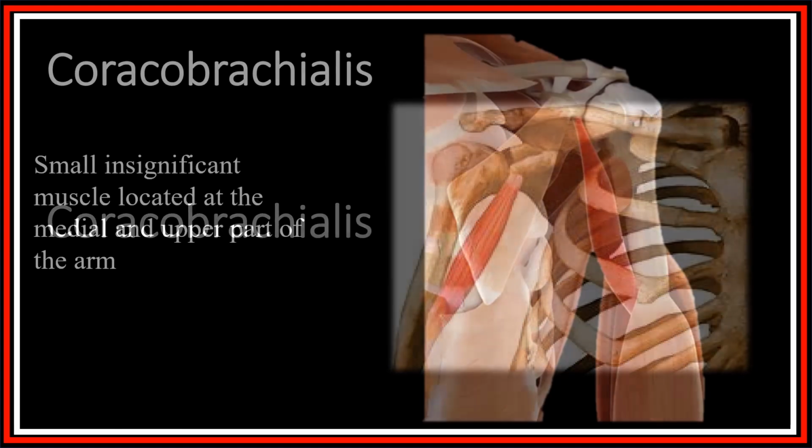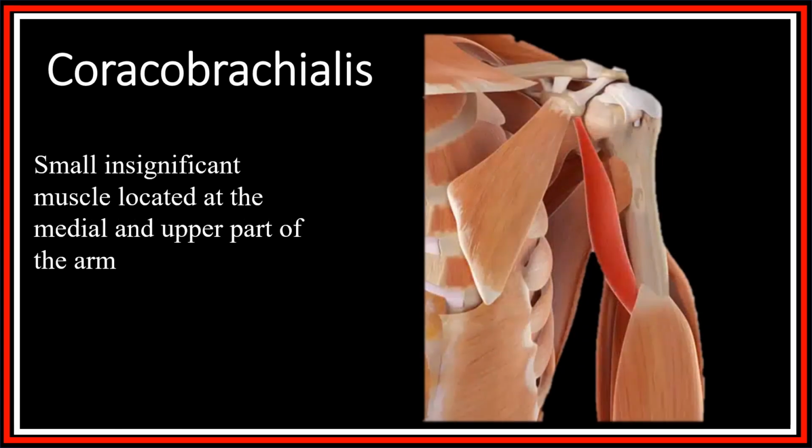We'll be going to the next muscle in our discussion in this arm, and that is the coracobrachialis. Now, the coracobrachialis is a small, insignificant muscle, usually less noted because its functions are not so remarkable. This muscle is seen in the upper part of the arm and the medial part of the arm. So here is the muscle located in the proximal part of humerus and in its medial part.